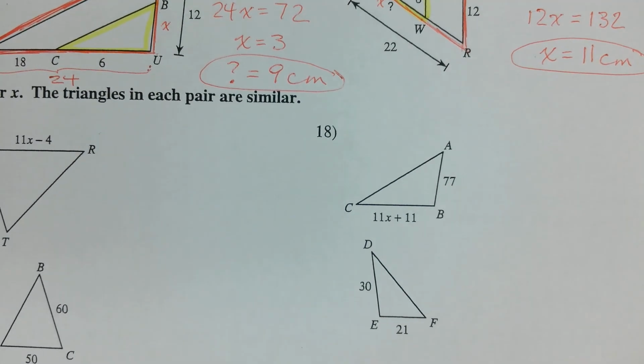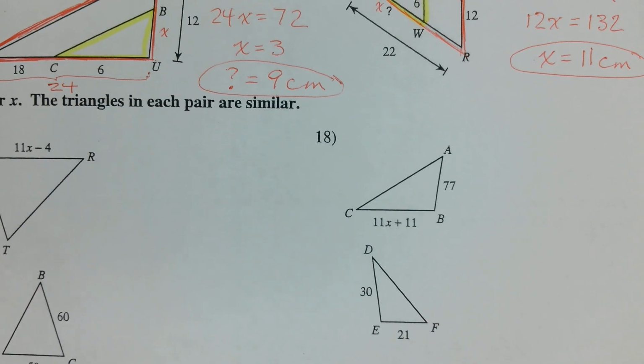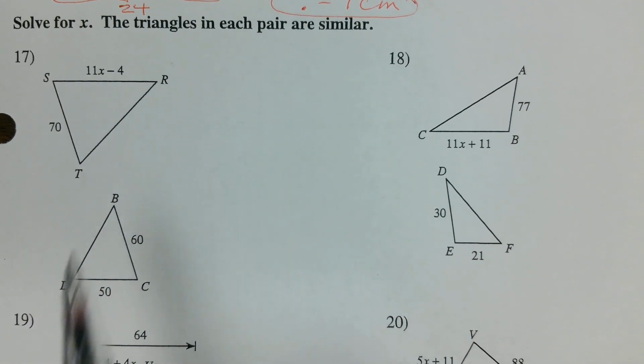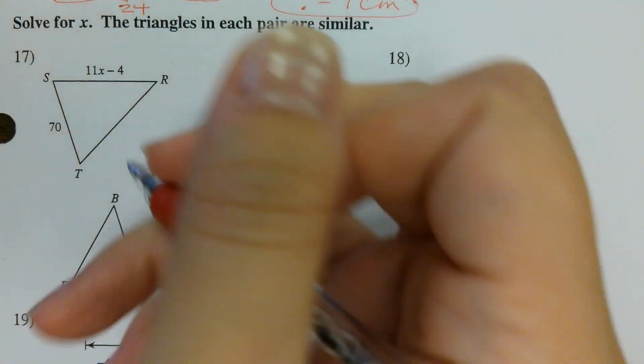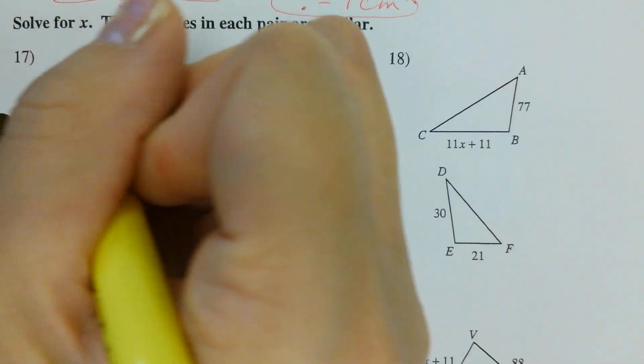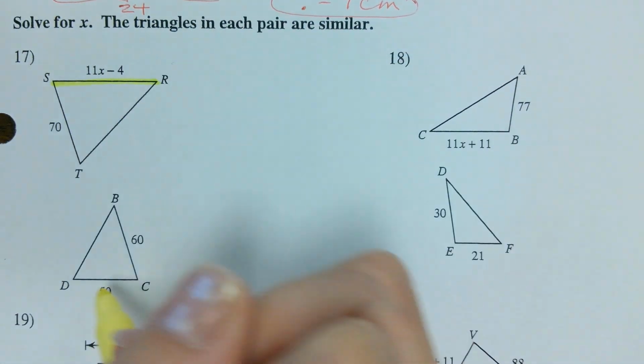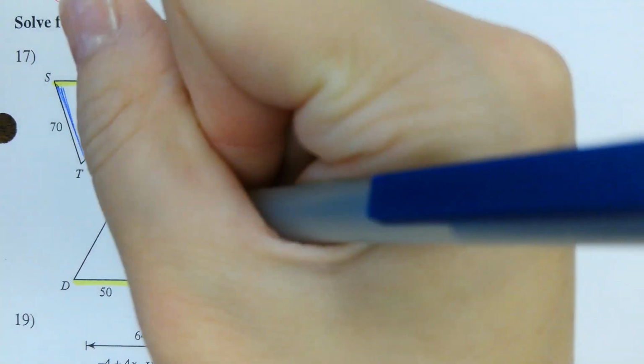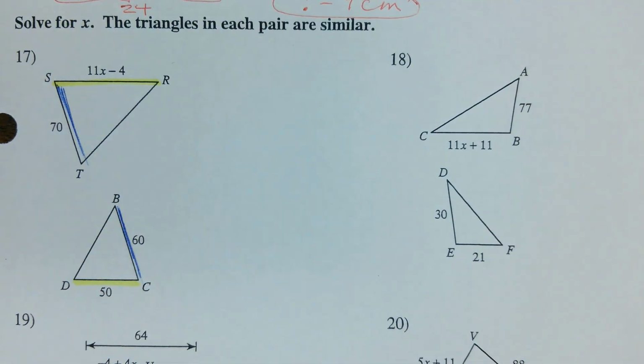Okay, and then let's do this one. The triangles in each pair are similar. So they're telling you that it's similar. So I'm going to compare this length with this length, and then this length with this length.